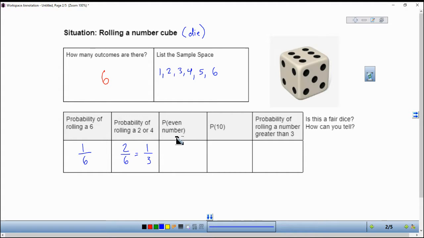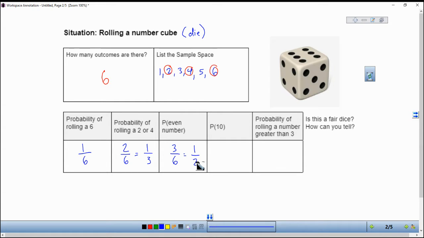Probability of an even number. Well, if we look at 1, 2, 3, 4, 5, and 6, we have 2 is an even number, 4 is an even number, and 6. So there are 3 favorable outcomes that would be even out of 6. And we can say that that's equivalent to 1 out of 2, or 1/2.